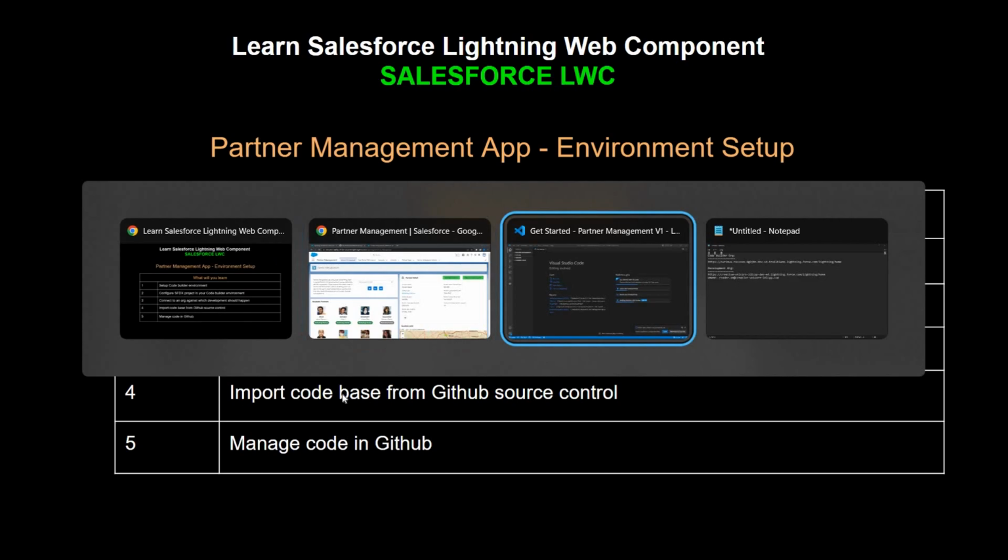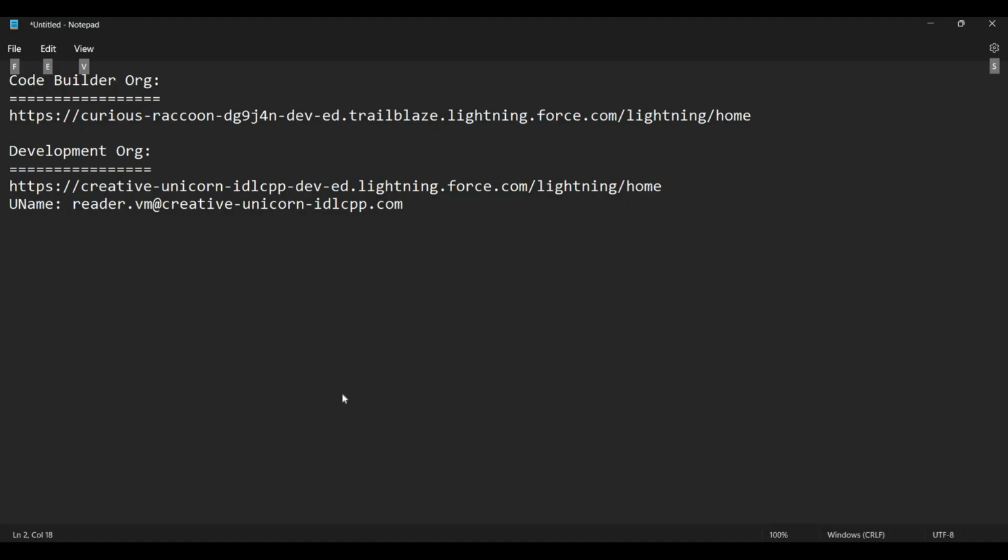Before we move forward, this is the environment. You will have a Code Builder org, and you will have a development org. This is the org in which I'm going to install the Code Builder AppExchange product. And this is the org against which we're going to do the development. This complete partner management app will be developed right in this org. So let's go and see how we can set this up.